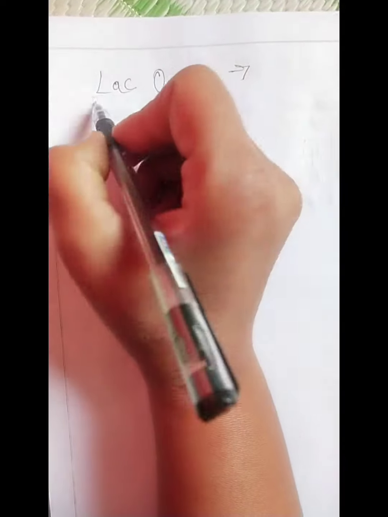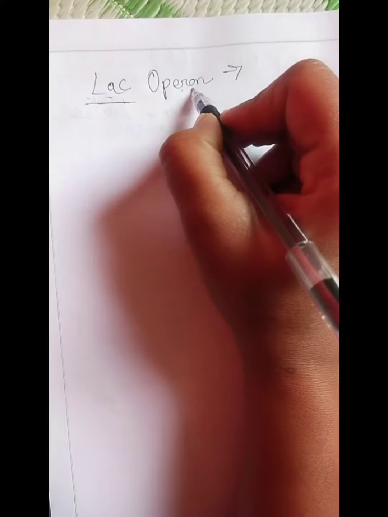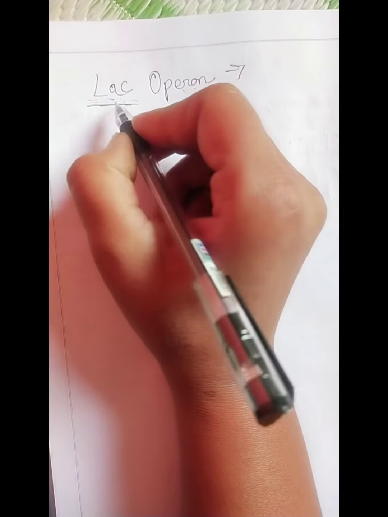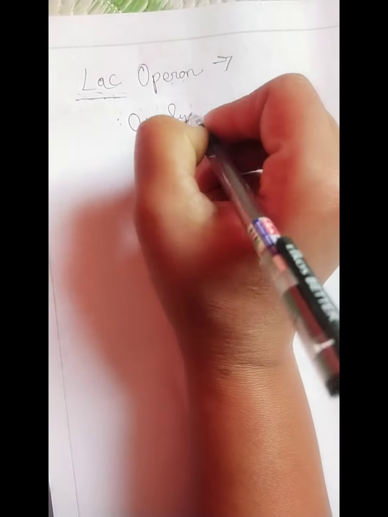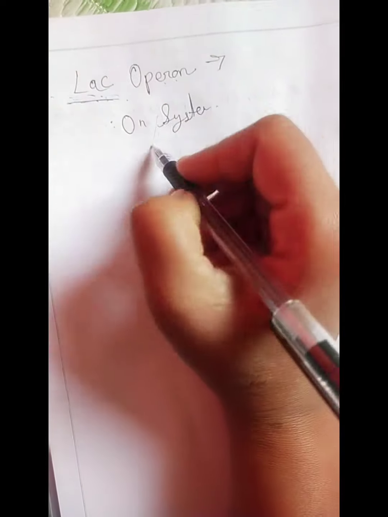Guys, in lac operon, lac refers to lactose and operon refers to system. Means a system consisting of lactose. Guys, lactose matters a lot here. If lactose is present in the system, then the system is called ON system. And if lactose is absent, then it is called OFF system.